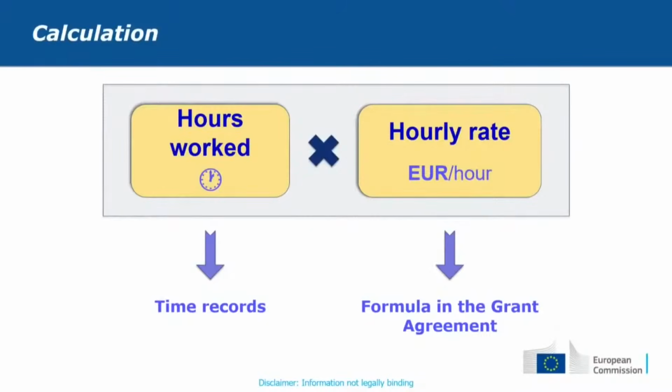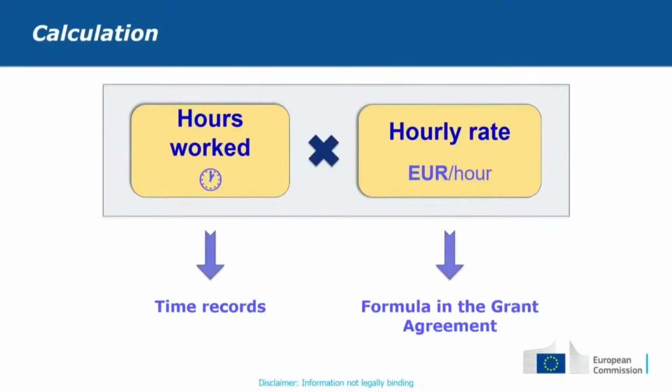The logic that you can easily follow is that the personal costs in Horizon 2020 are calculated simply by multiplying the number of hours that the person worked in the project, in the Horizon 2020 action, and for this, you need time records, I'm going to insist several times on this, by an hourly rate, so X euros per hour. And you don't need to invent a formula for the hourly rate. It also comes within the grant agreement.